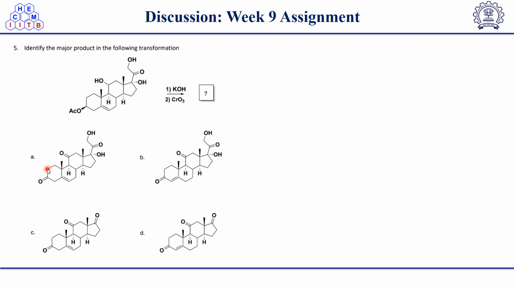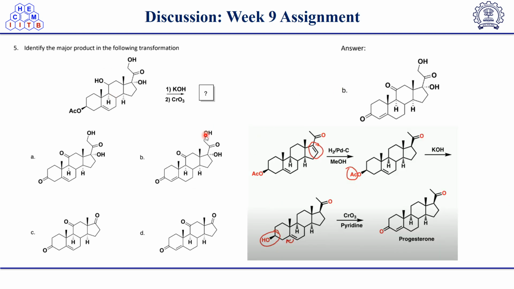So here what is happening? First, under KOH condition, this acetate group will be hydrolyzed and here it will be OH. Then under chromium trioxide condition, this double bond will be migrated to here. CrO3 will oxidize this alcohol as well as this alcohol. So we will get the corresponding ketone here and ketone here, and this oxidative transposition will take place. That is, a more stable alpha beta unsaturated double bond will be formed.